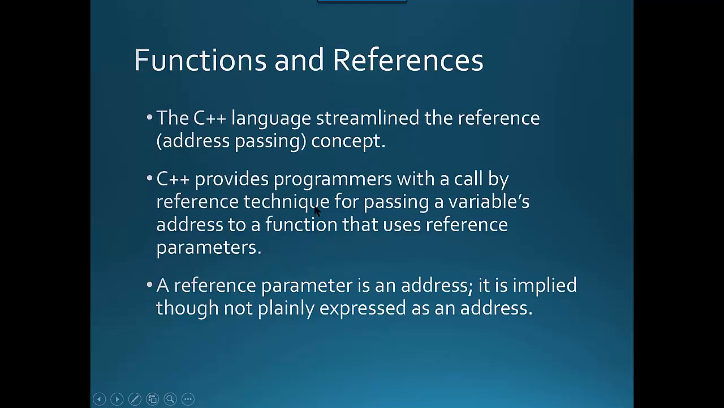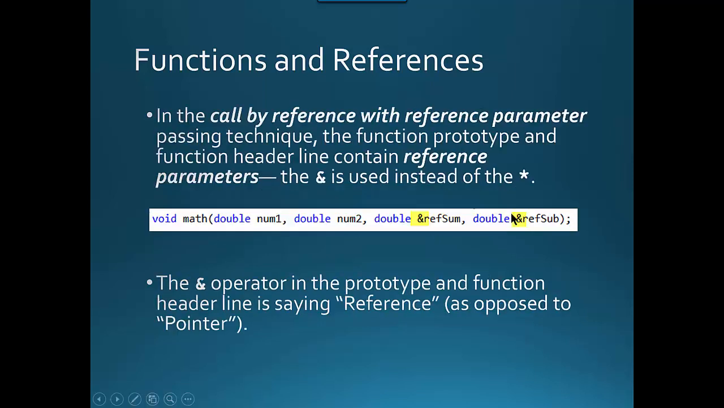References were created in order to streamline the process of passing a value through a parameter by reference. Rather than using pointers, a parameter will use a different syntax. If we were passing ref_sum and ref_sub as pointers, we would use an asterisk. But instead of the asterisk, when you're passing by reference, just use an ampersand sign.